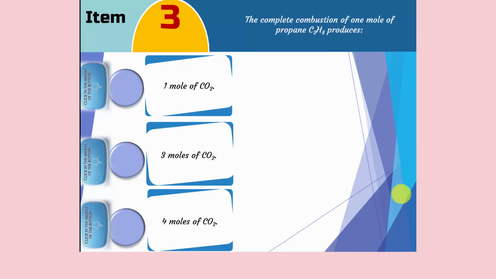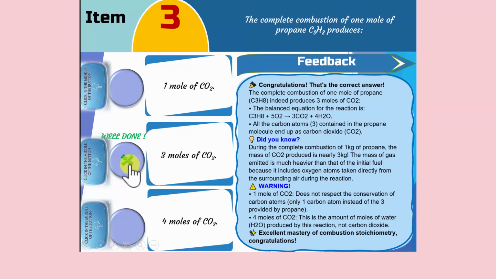The correct answer is 3 moles of CO2. The balanced combustion equation is C3H8 plus 5O2, producing 3 CO2 and 4 H2O. Since one propane molecule contains 3 carbon atoms, all 3 must appear in the carbon dioxide products. 1 mole of CO2 would not conserve the carbon atoms, while 4 moles refers to water, not carbon dioxide.